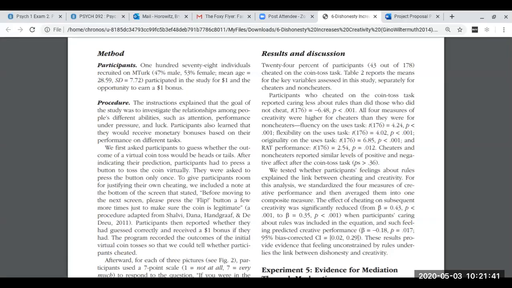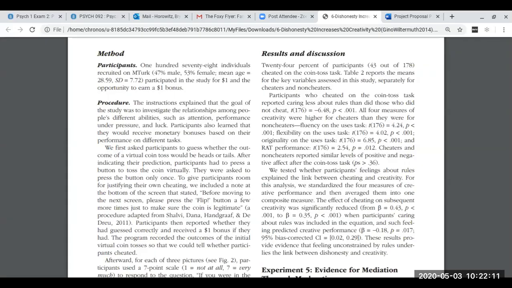What they found in experiment 4 is that participants who cheated on the coin toss task reported caring less about the rules than those that did not cheat. All 4 measures of creativity were higher for cheaters than they were for non-cheaters. Here's fluency on that uses task. Cheaters and non-cheaters reported similar levels of positive and negative affect or emotion after the coin toss task. So emotion didn't seem to play much of a role in it.